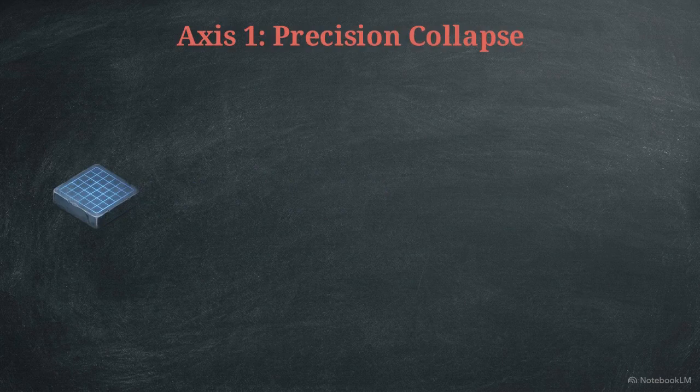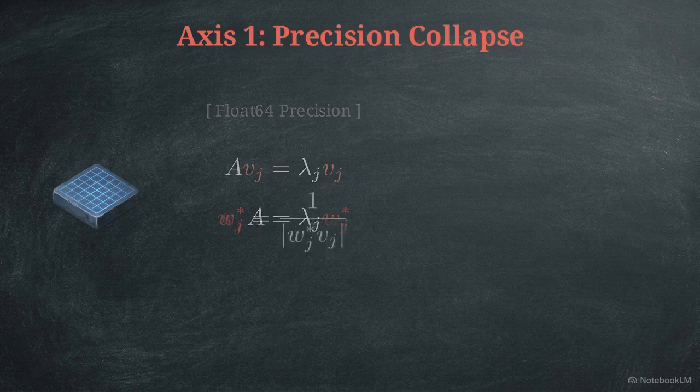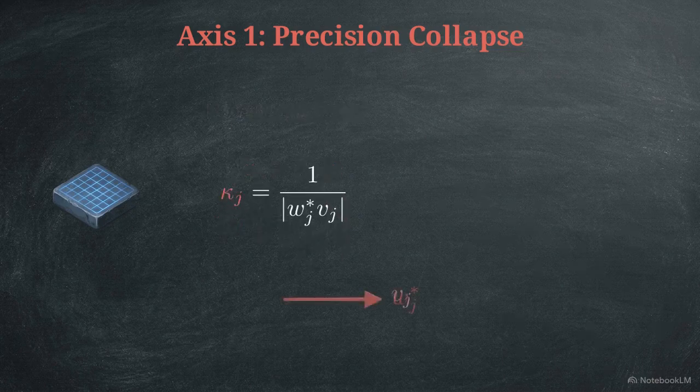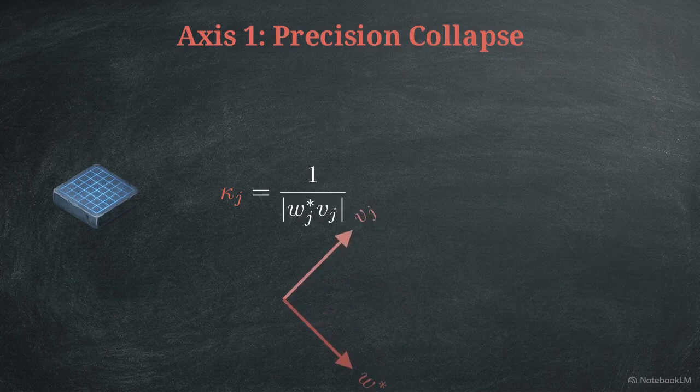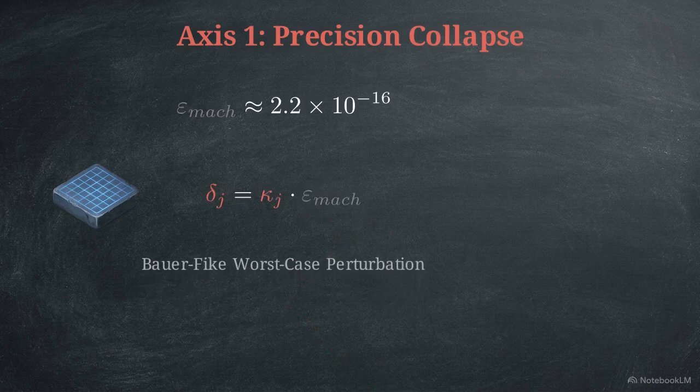Axis 1 measures precision collapse. First, we compute eigenvectors in float 64. We calculate the condition proxy, kappa j, representing divergence between left and right eigenvectors. Then we introduce the hardware drift bound, epsilon Mach. Multiplying the condition proxy by this drift bound establishes the Bauer-Fike worst-case eigenvalue perturbation.